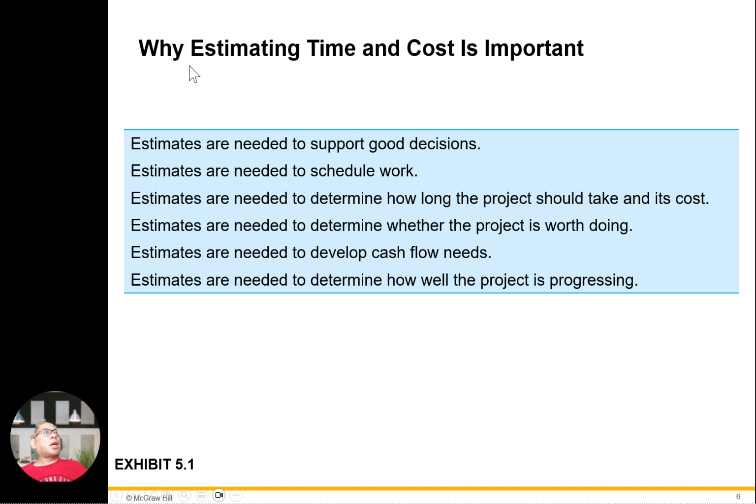Why is estimating time and cost important? There are about 6 reasons. Estimates are needed to support good decisions. Estimates are needed to schedule the work. Estimates are needed to determine how long the project should take and its cost. Estimates are needed to determine whether the project is worth doing. Estimates are needed to determine cash flow needs. Estimates are needed to determine how well the project is progressing.